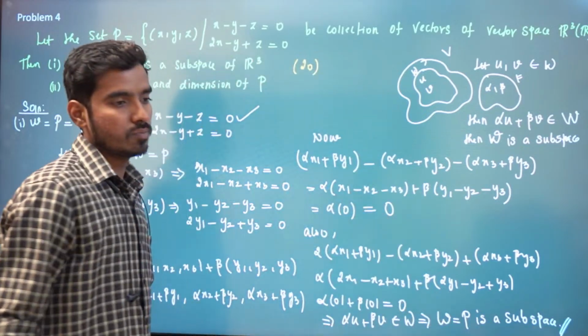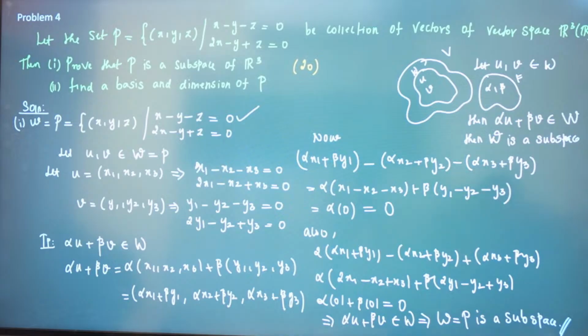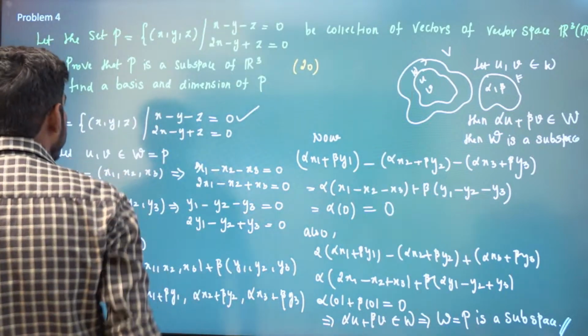So we have proved the first part. Very simple. You take two vectors in W and you say that alpha u plus beta v is also in W. So we have proved the first part. Now we'll do the second part: find the basis and dimension of P.